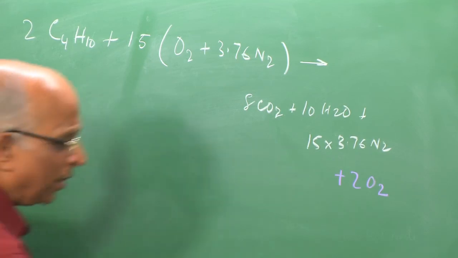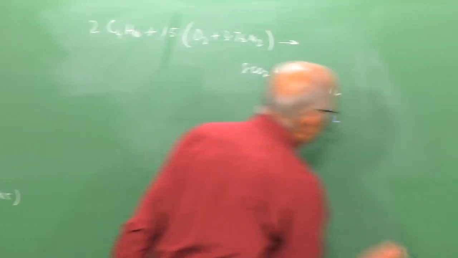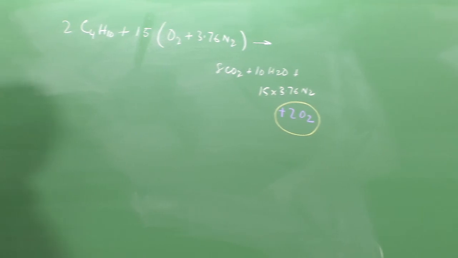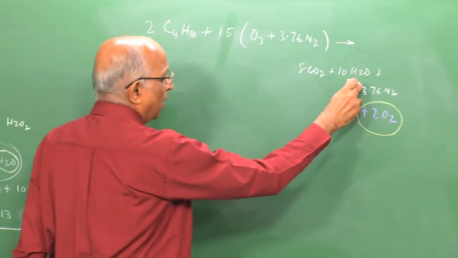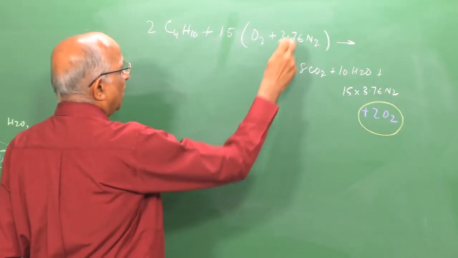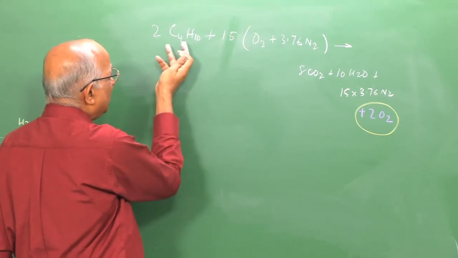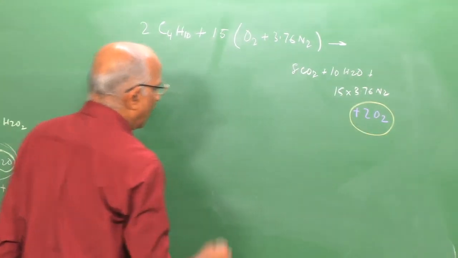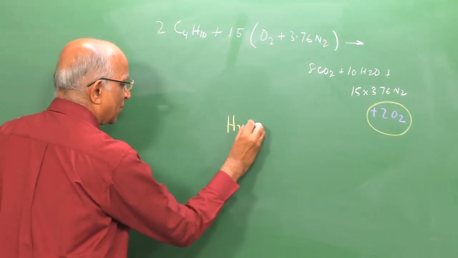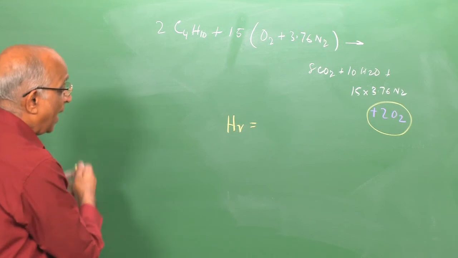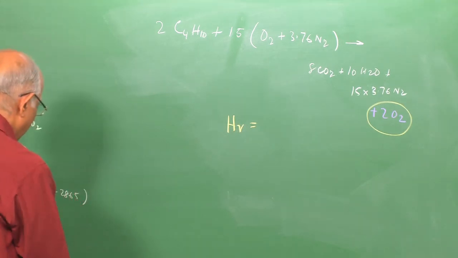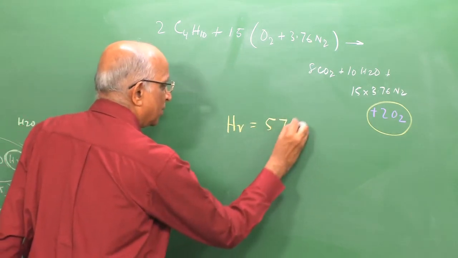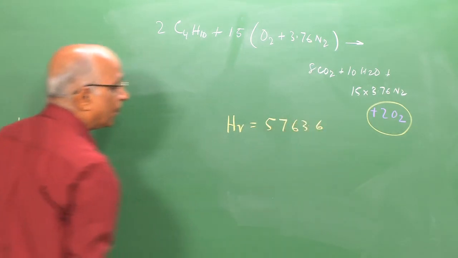We have already seen that the heat of formation of oxygen, being a naturally occurring element at standard condition, is 0. The nitrogen does not play a role, it is also 0. Here also this is 0. We have exactly the same thing, 2 C4H10 and 8 CO2 and 10 H2O, and therefore the heat of this reaction remains the same as in the case of a stoichiometric reaction, and that is equal to 5763.6.